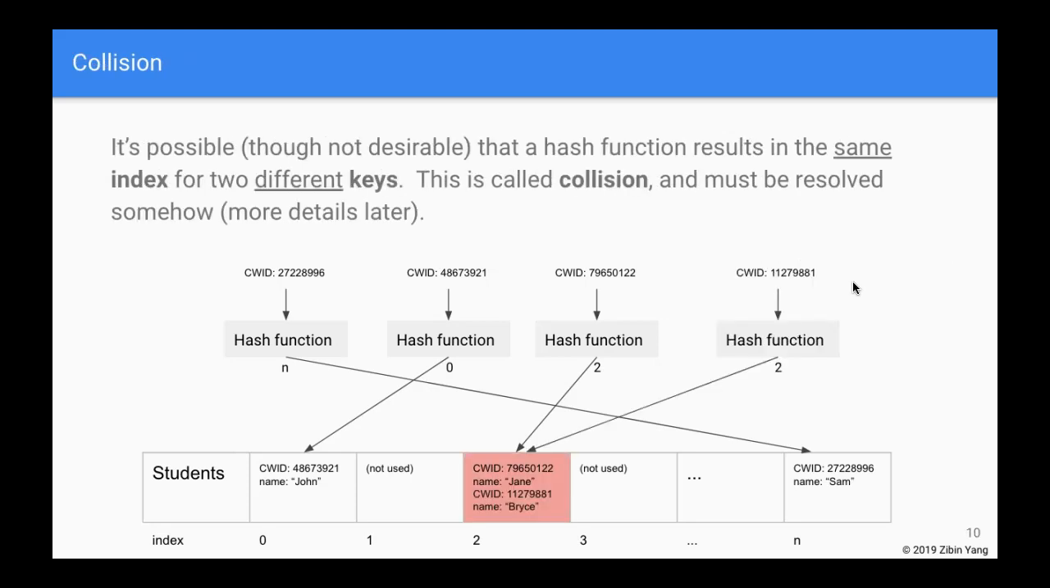Now, as you can imagine, if we hash a giant number into a smaller number, it can potentially happen that two giant numbers end up hashed to the same small number. That means there can potentially be two students that we want to put in the same place. This is called a collision. It will happen, and it somehow must be resolved. We will talk about collision resolution later.